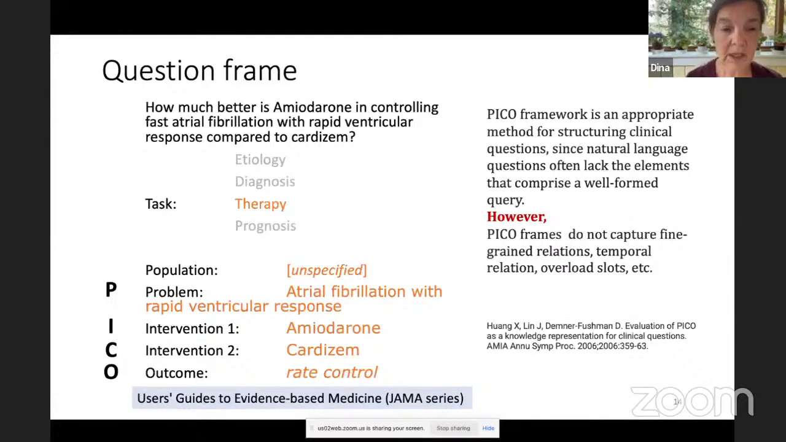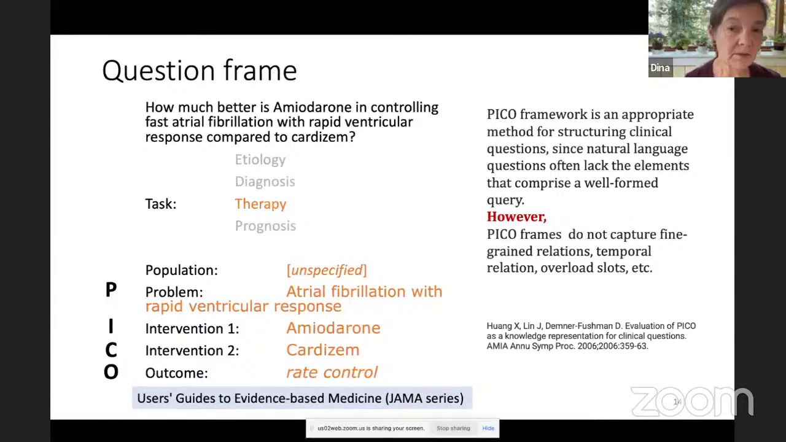This is the prognosis. And then there were several articles in the Journal of the American Medical Association that were teaching clinicians asking these well-formed questions that have to have some answers in the current literature. So the question has to describe the patient and the problem. And in our case, the question is how much better is amiodarone in controlling fast atrial fibrillation with rapid ventricular response compared to Cardizem.